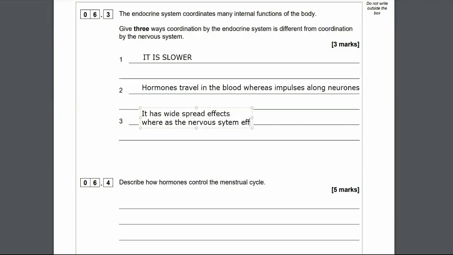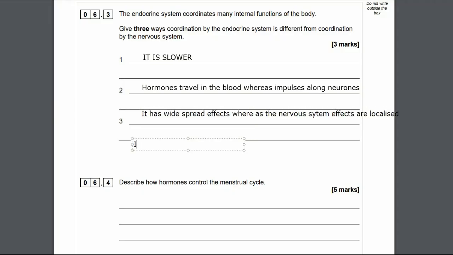Also, hormones have a widespread effect. For instance, when you get scared, all the hairs stand up over your body, whereas the nervous system's effects are localized. You touch a hot object, you whip your hand away. Also, when you touch a hot object and you whip your hand away, it lasts milliseconds, whereas the hormonal response from the endocrine system is a lot longer lasting. For instance, when you get scared and your heart beats fast, it takes several minutes for your heart to return back to its normal beat.